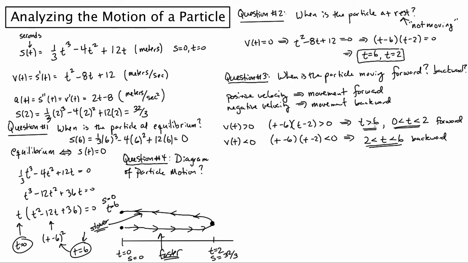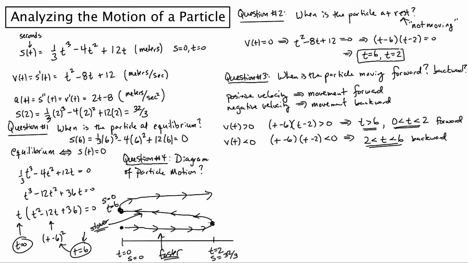Now, after t equal to 6 seconds, so 7, 8, 9, it starts to move forward, so it's going to reverse its direction again, and at no point after that does it come back to rest. T equal to 6 is the last resting second, and it's just going to continue on forward from then. So this is a diagram of the motion of that particle.